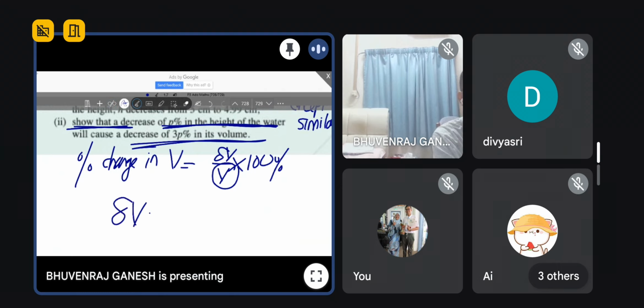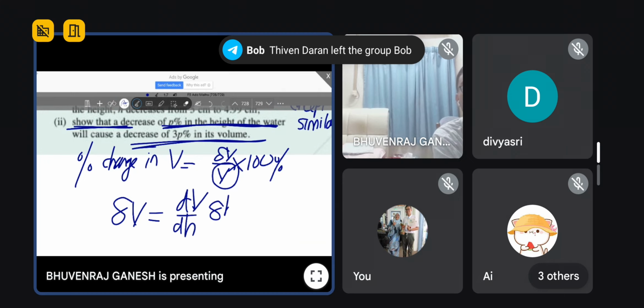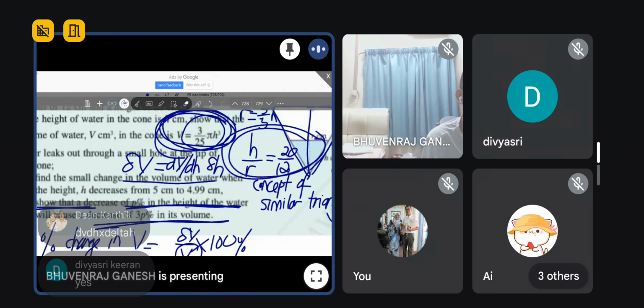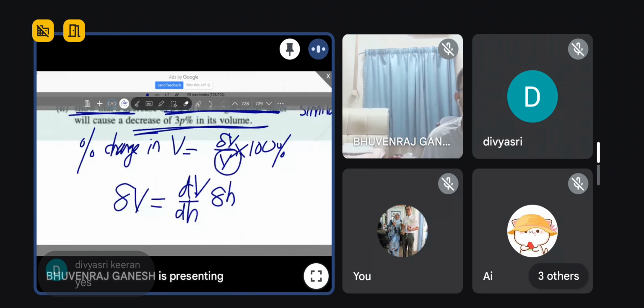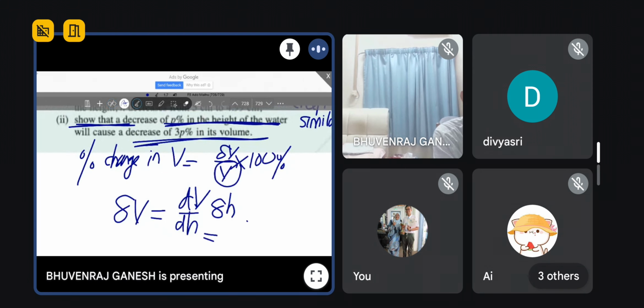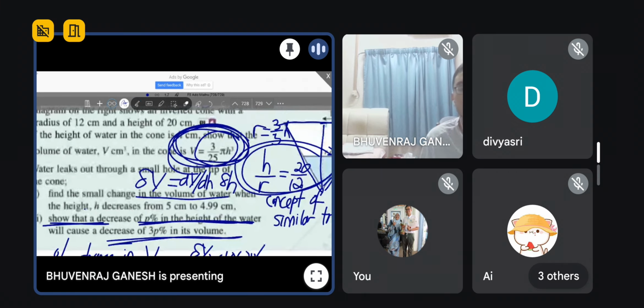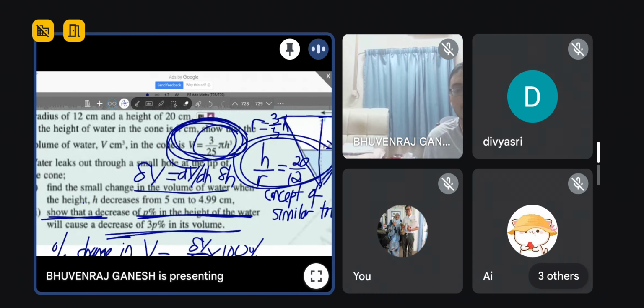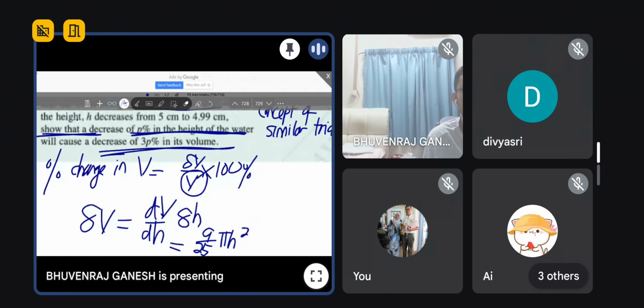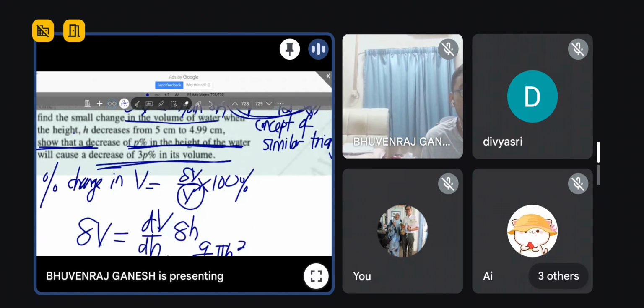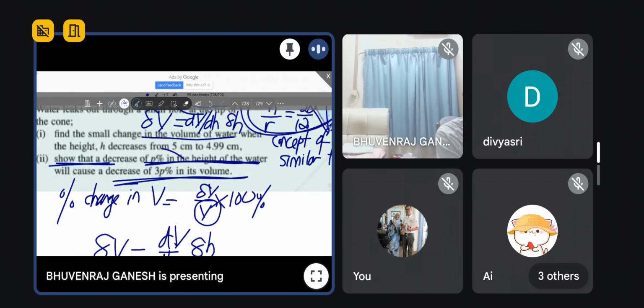So delta V will be dV/dH times delta H. Correct? Yes, very good, y'all. Very smart. Okay, so dV/dH, you just substitute with 9 over 25 pi h square. You differentiate the one you proved in part A, and you will get 9 over 25 pi h square. Delta H, you must base on this value: P% decrease in the height.